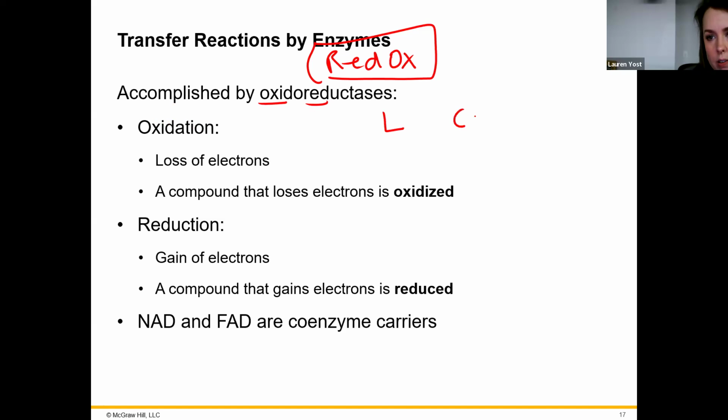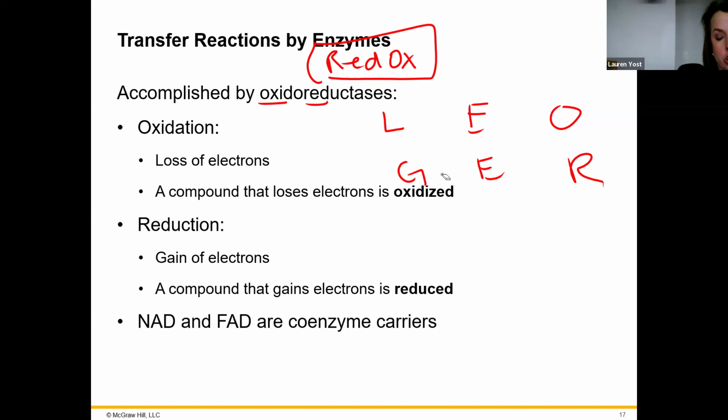So oxidation: loss of electrons. Loss of electrons is oxidized, or gain of electrons is reduced. I say Leo the lion says GER. That's how I remembered it. That's how I learned it when I was in AP Chem in high school, and that's how I remember it now. You do what you want to do.